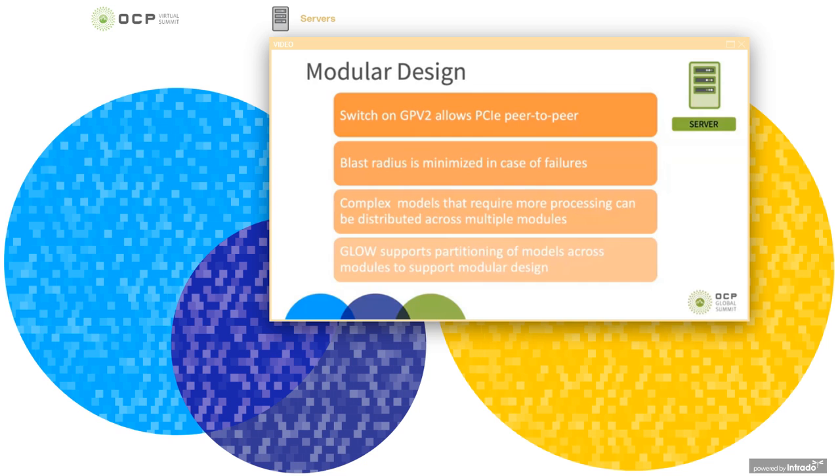With M.2 modules, we can enable peer-to-peer communication between the devices, which improves latency by avoiding the usage of main memory as a temporary storage.